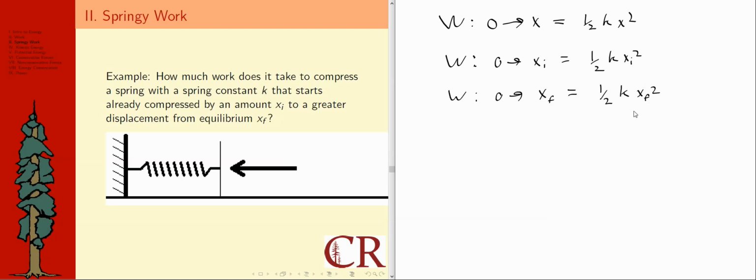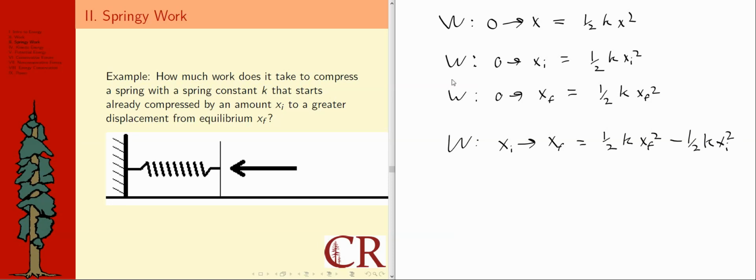squared. But let's say I started out by doing the amount of work just to get to x sub i, and then I wanted to do an additional amount of work that gets me from here to here. In other words, I'm talking about starting already at x sub i and going to x sub f. That means I already had this. Couldn't that be represented by the difference between these two? And how does that make sense?